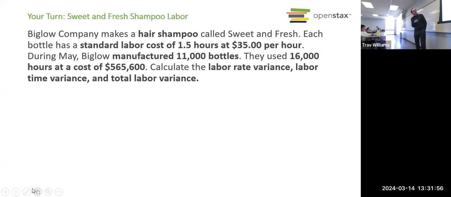And let's see, they manufactured 11,000 bottles. They used 16,000 hours at this cost. We have to figure out what is the labor rate variance, labor time variance, and the total labor variance. All right. So this is definitely a case where those tables would be useful.